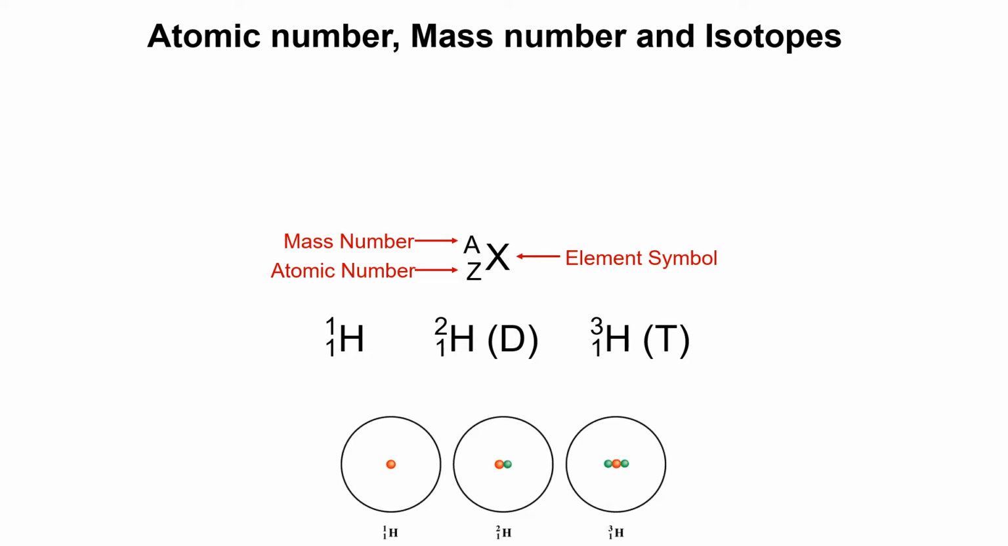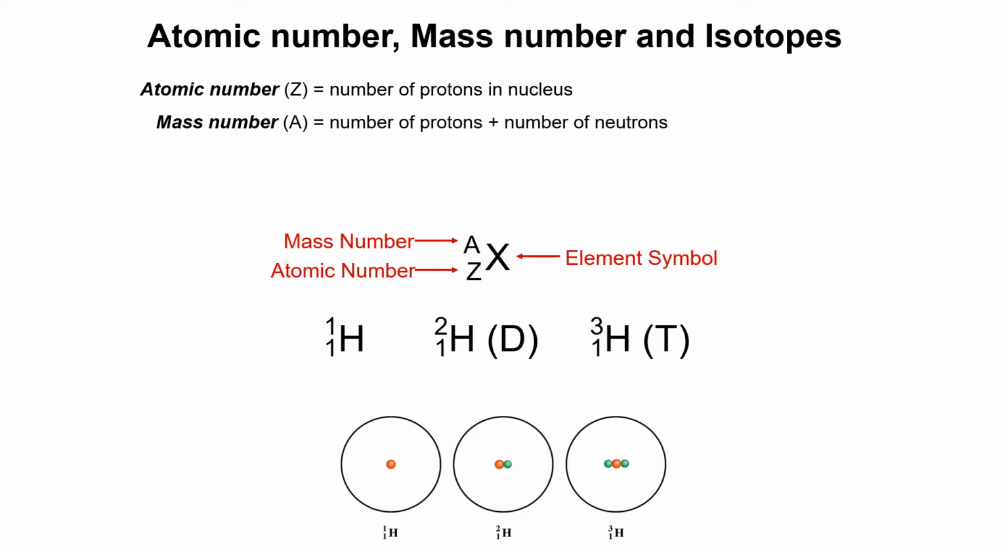And that atomic number, or Z, designated by that capital Z, is the number of protons found in the nucleus. And that number is also on the periodic table. So you can always identify the number of protons by the atomic number found on the periodic table. The mass number, designated by the capital letter A, on the other hand, is the sum of the protons and the neutrons in that nucleus.